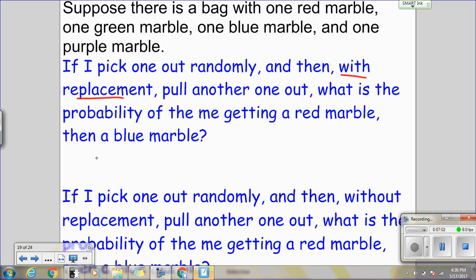So I need the probability of getting a red times the probability of getting a blue. So the probability of getting a red, we already established, is 1 out of 4. Now, since I'm putting the red one back, my total is still 4 when I reach for the blue marble. And in that bag, there's still one blue marble. So it's 1 over 4 times 1 over 4, which becomes 1 over 16.